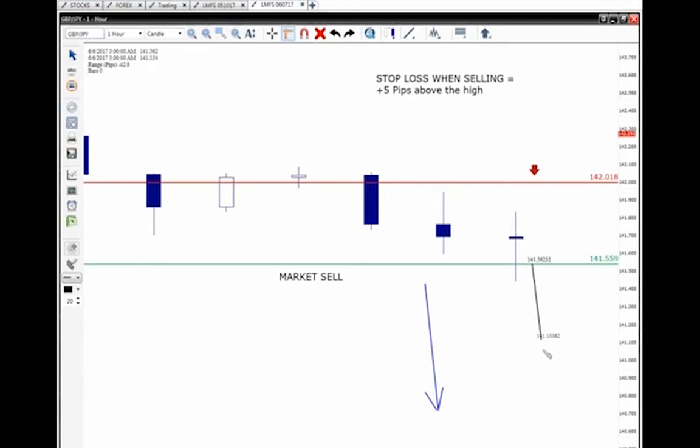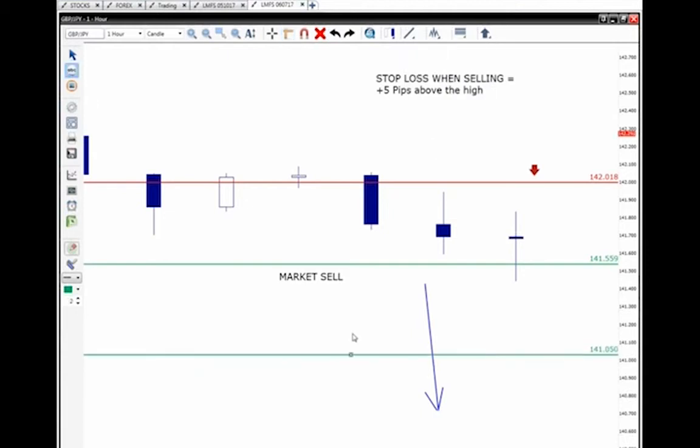So we'll come in here. That should be about, what, 140.05, I believe. That should be about 50 pips right about there. So 141.05. There we go. I'll type that out once again.